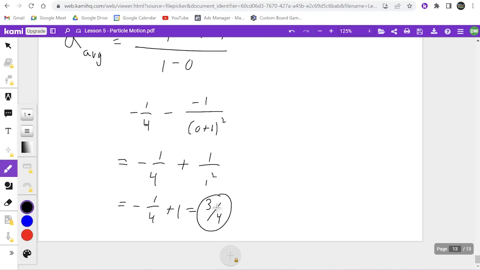Oh, and just to explain, how did I get 3/4? Well, remember 1 is the same thing as 4/4. I did 4/4 minus 1/4 to get 3/4. A lot of kids hate fractions for some reason. In my opinion, they shouldn't be in calculus, but I don't get to decide that.